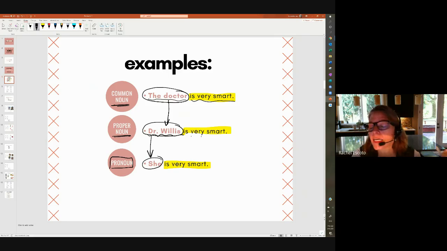Instead of saying, Dr. Willis is very smart, Dr. Willis is very rich, Dr. Willis is very beautiful, we would say, Dr. Willis is very smart. She's very beautiful, right? So it's a way to change the word so we're not repeating. Okay. And there are pronouns for everything.